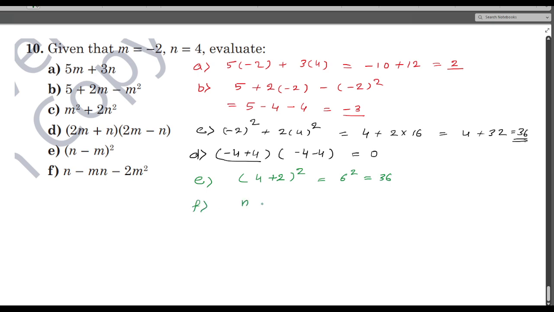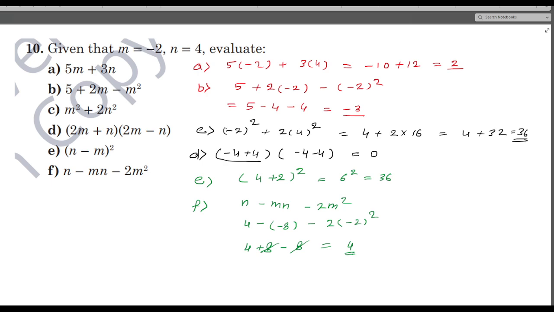F: F is n minus mn minus 2m square. So n I replace with 4, minus mn, it is 4 times -2, which is -8, minus 2 times -2 square. So this is 4 plus 8 minus 2 times -2 square, which is 4. So 4 times 2 is what? 8. So 8 minus 8 cancel, and the result is 4. Okay, so F, your result is 4.